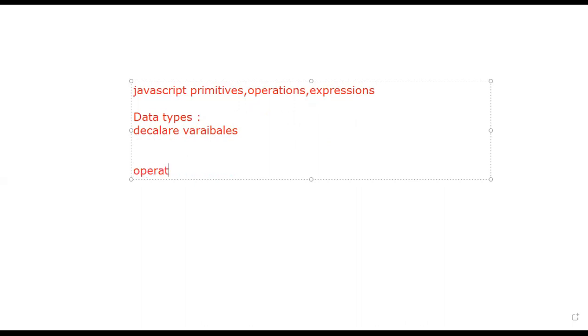Then we went for operations. Under operations, what we saw yesterday was numeric operators. We saw a table of plus, minus, the precedence rules, and then the associativity rules. This is the first thing we saw under operations.